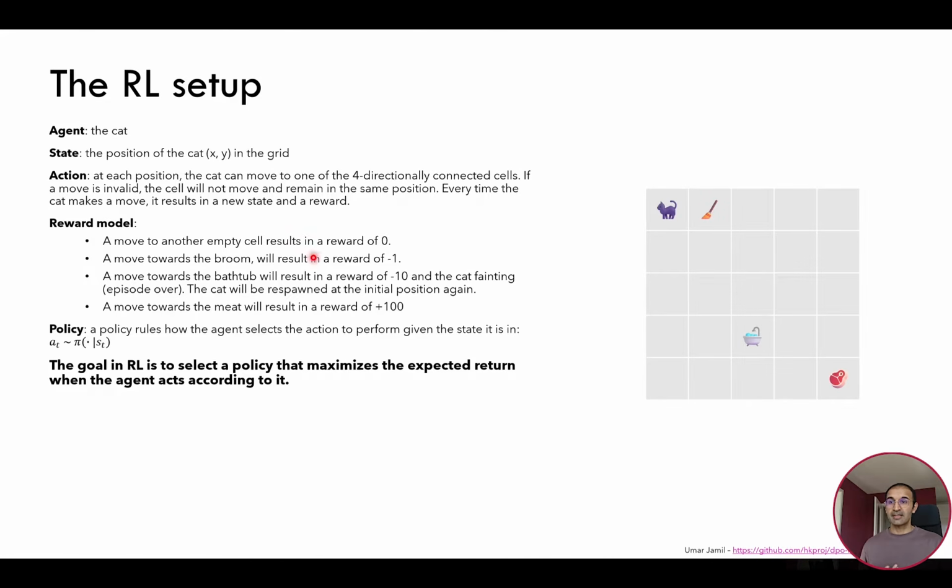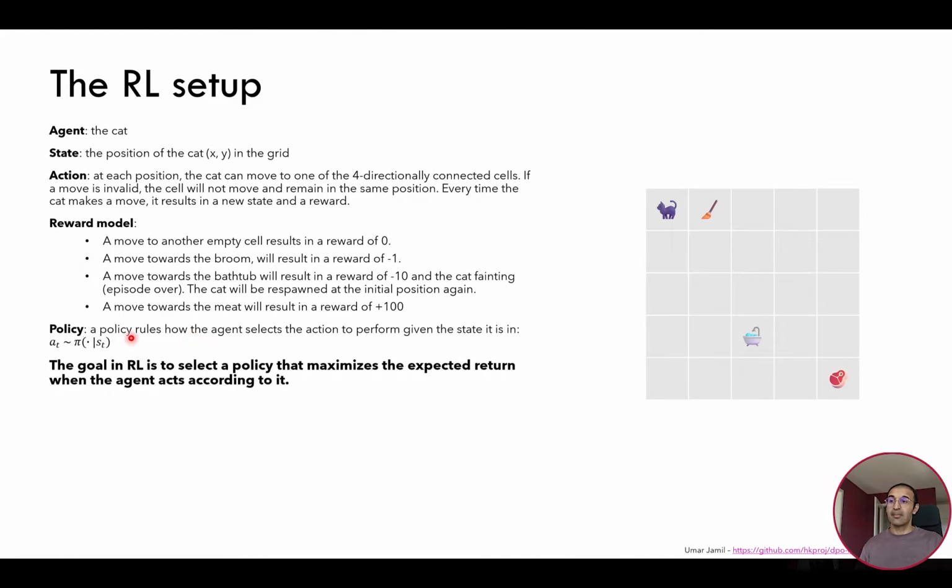In my case, I have specified the following reward model. When the cat moves to an empty cell, it receives a reward of 0. If it moves towards the broom, it receives a reward of -1. If somehow it arrives at the bathtub, it will receive a reward of -10, because my cat is very scared of water. And if it arrives at the meat, which is the cat's dream, it will receive a reward of +100.